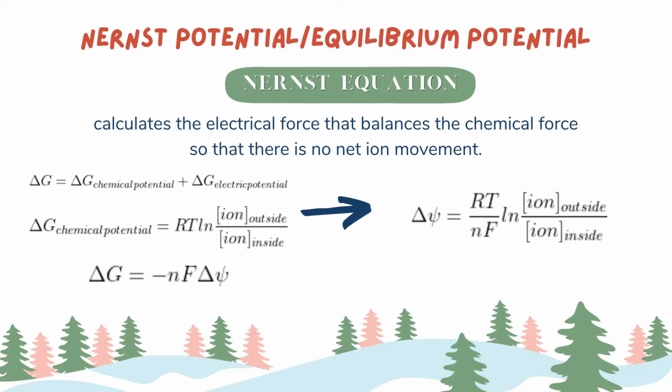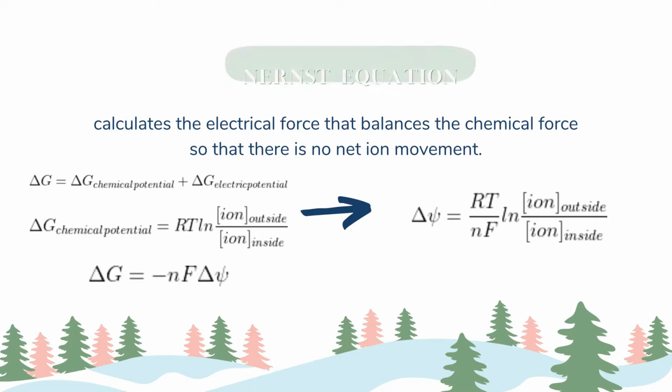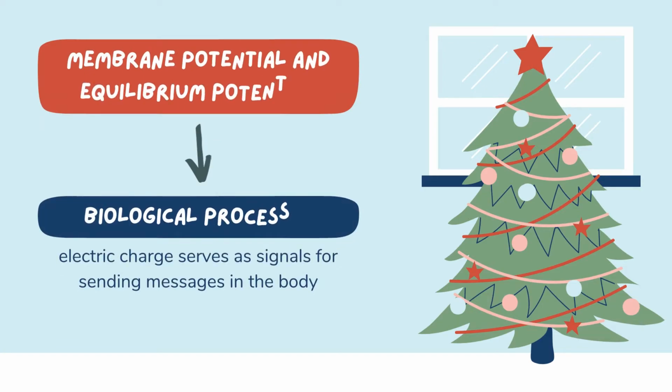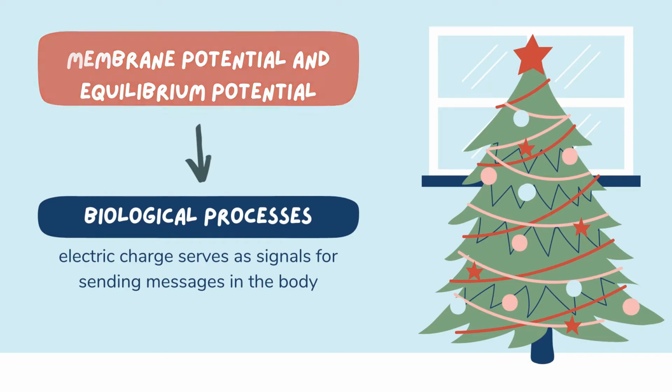Substituting this to the first equation and equating delta G to 0 because it is in equilibrium, then isolating membrane potential, we get membrane potential is equal to RT over NF ln concentration of ions outside over concentration of ions inside. The concept of membrane potential and equilibrium potential is important for different biological processes because the flow of electric charge serves as signals for sending messages in the body. This is called action potential and will be further discussed in the next few slides.